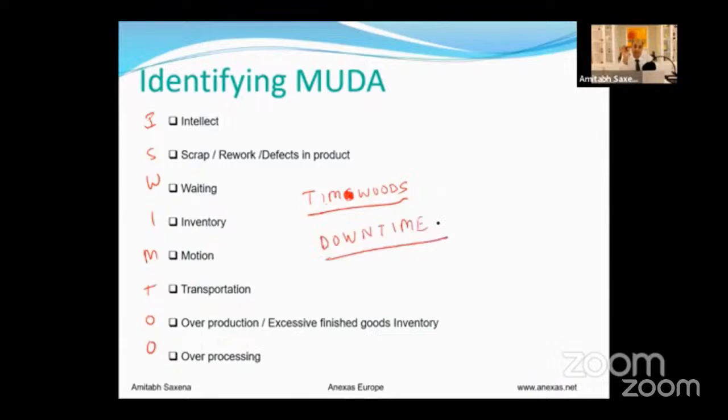So these are all 8 wastes, if you want to remember them. Nowadays, you don't have to remember anything. You have Google, ChatGPT, etc.